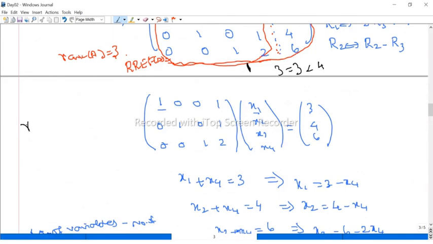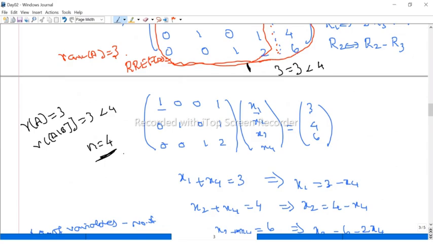Therefore, here the rank of the matrix A is 3, and the rank of the augmented matrix is also 3. Both are equal, so definitely a solution exists. If they are not equal, a solution does not exist. Here they are equal. And what is n here? The number of unknowns is 4: x1, x2, x3, x4. Therefore, these two values are less than 4. By the theorem, the system has infinitely many solutions. If it were equal to 4, then it would be a unique solution. But in this case the number of unknowns is 4.